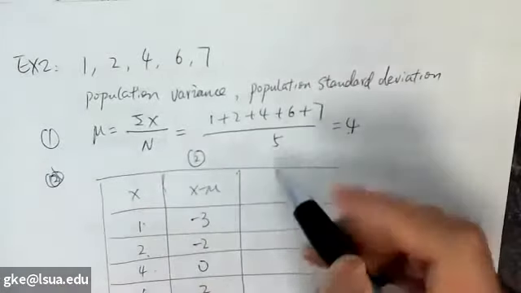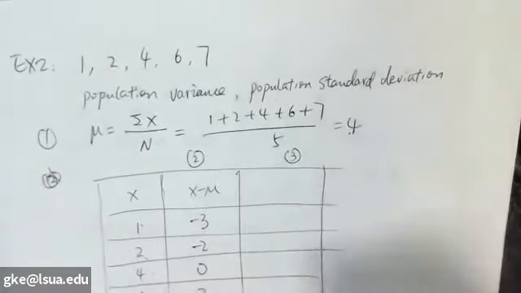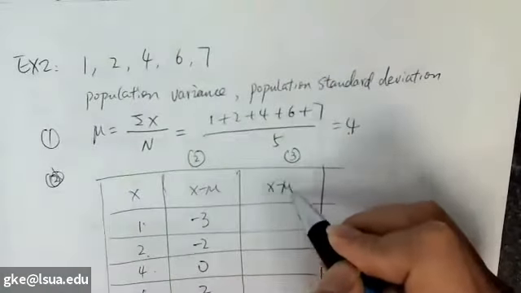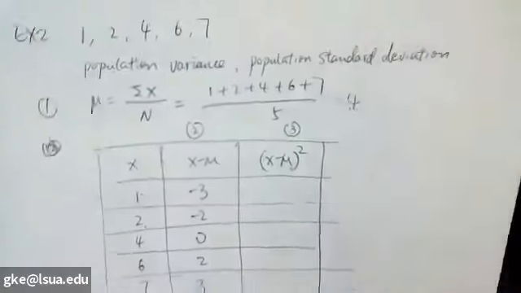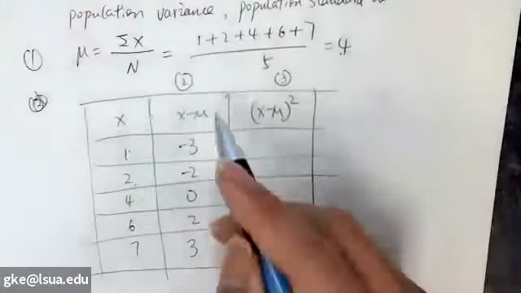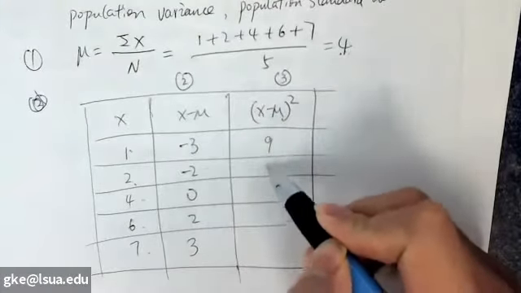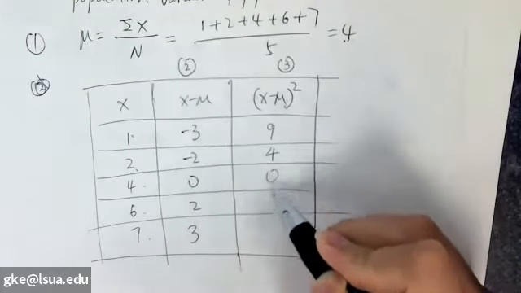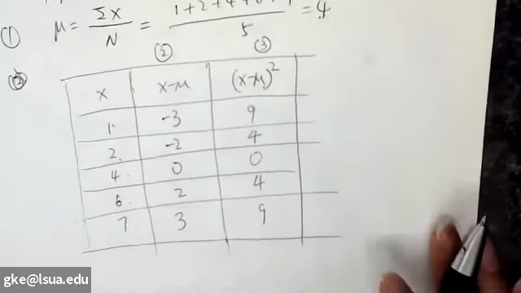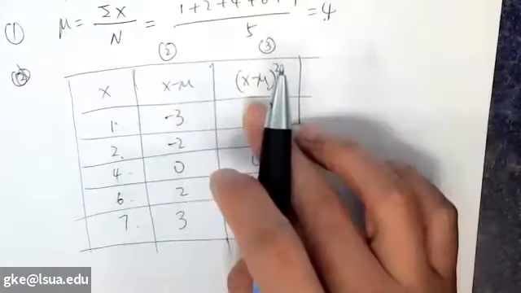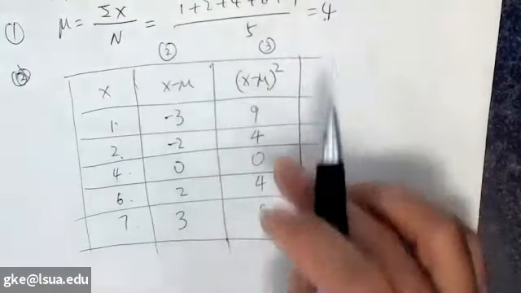We put it here. And the third step, we're going to do the square. Okay, because we want a square, not x minus mu. So we do the square: negative 3 square, 9, negative 2 square, 4, 0, 4, and 9. Okay, so when you do the square, everything should be positive. If you get a negative number, you make a mistake. Now, after you calculate the x minus mu square, then we're gonna do the summation.